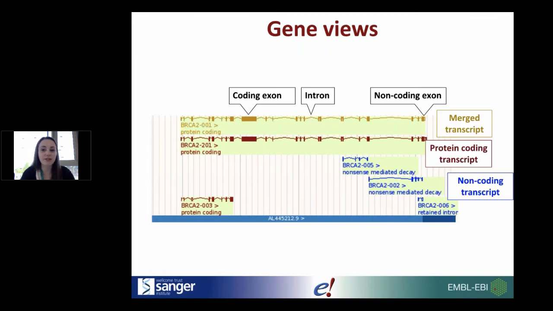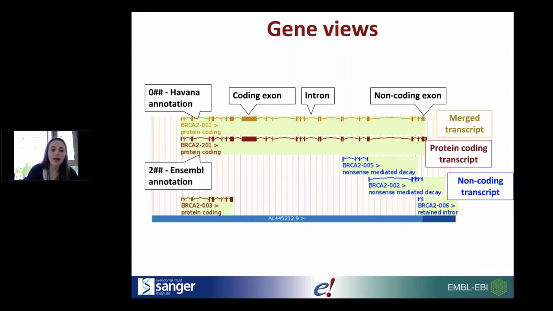So these different transcripts of the same gene, we have the non-coding transcripts shown in blue. Red ones are protein coding, and gold ones are what we call merged transcripts. Now these are all protein coding, and they're merged because they're annotated by two different methods. The two different methods are called Ensembl Automatic and Havana Manual Annotation.